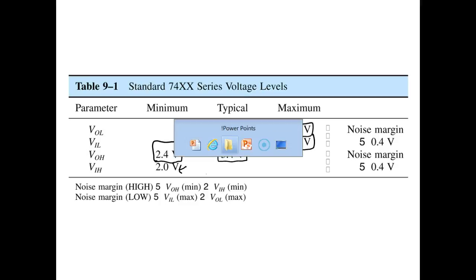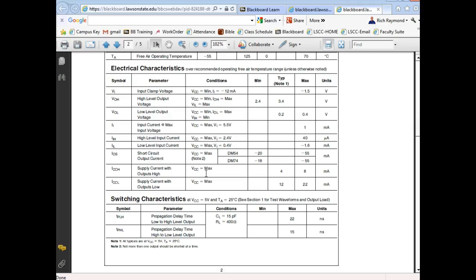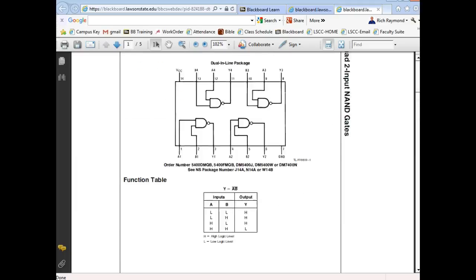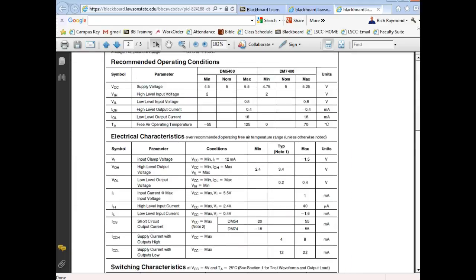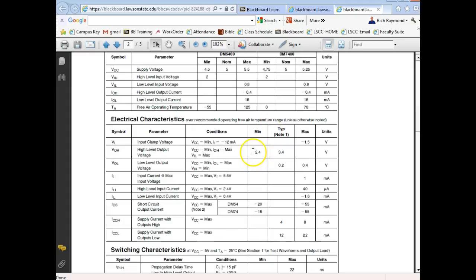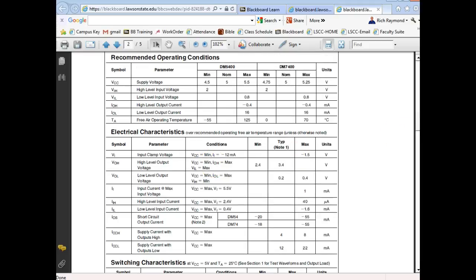To actually figure out exactly what it's going to be, we'd look it up on a data sheet. This is the 7400, right off the data sheet. It says this guy will output a minimum of what? Look, this says if VCC is minimum and the output load is maximum, that means if we're putting 4.75 volts on this thing and pulling 400 microamps, they still guarantee at least 2.4 volts.